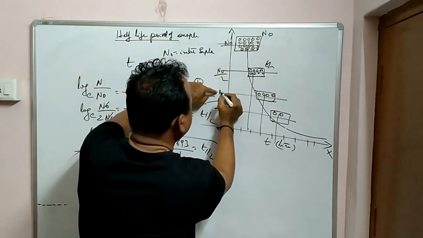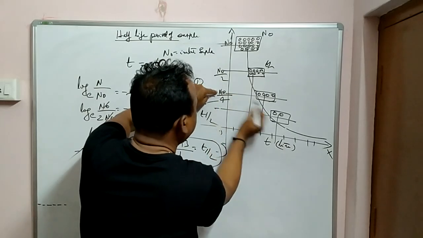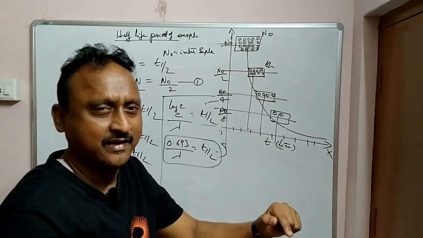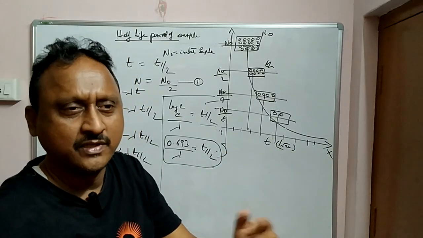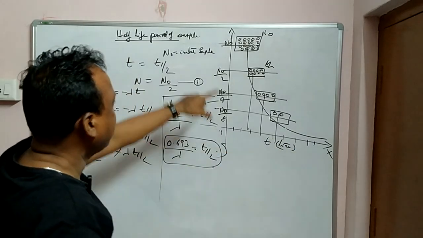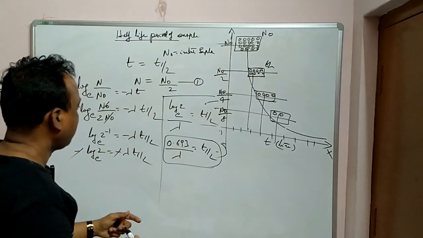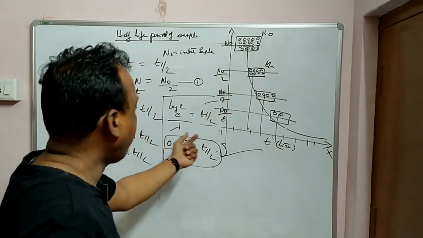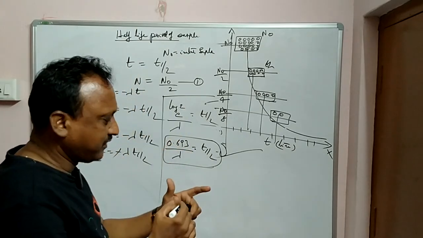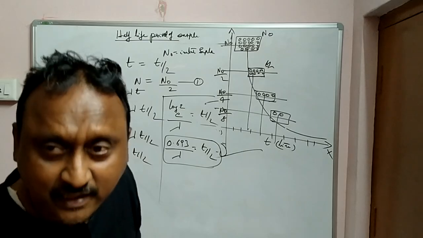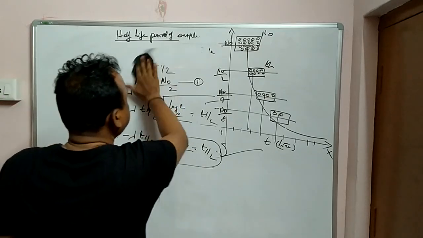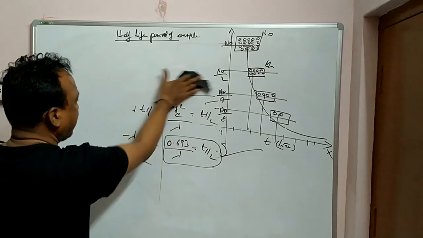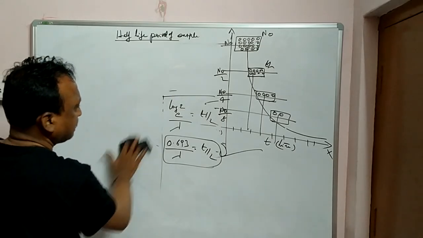Again next half, N0 by 2 by 2, 4. Next half, N0 by 4 by 2, 8. N0 by 16, N0 by 32, 64, 128, like that. So the values become half. Okay? So this is the formula for half-life period of a given sample: 0.693 by lambda, or log 2 with base e by lambda, where lambda is the decay constant or disintegration constant. Any doubt? So you can apply the logarithmic formula and you can find it out. Any doubts here?